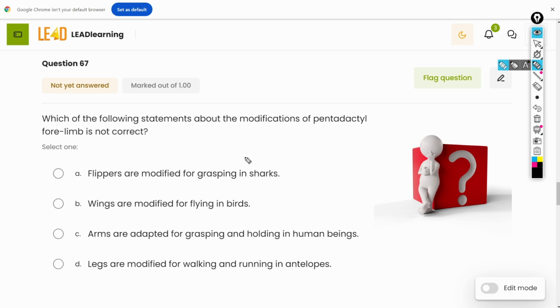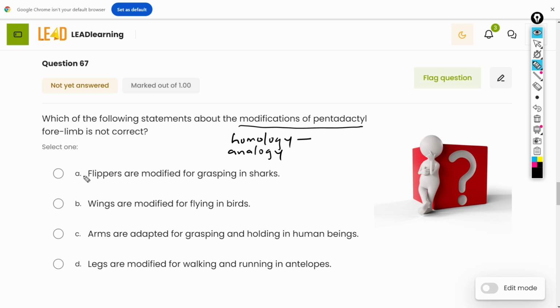Question 67. Which of the following statements about the modifications of the pentadactyl forelimb is not correct? Now, this question is talking about one of the evidences of evolution, homology and analogy. Homologous structures are structures that are similar in design, but they are adapted to perform different functions. So we want to look at what these structures are modified to perform.